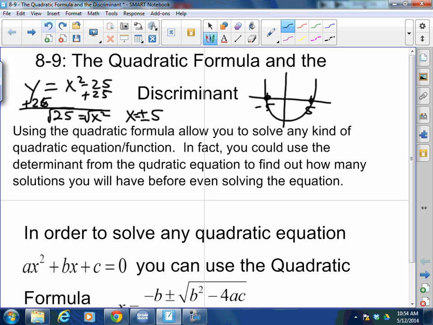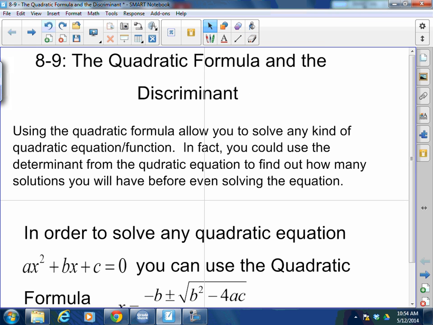Okay, great. So we have a lot of tools in our chest here. Now, today we're going to learn about the quadratic formula. And the quadratic formula is absolutely by far the most powerful of all ways to solve quadratic functions. I did not say it's the easiest. I said it's the most powerful.